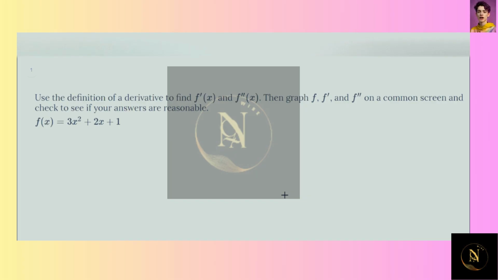Use the definition of a derivative to find f prime of x and f double prime of x. Then graph f prime and f double prime on a common screen and check to see if your answers are reasonable. So let's start with f prime of x.